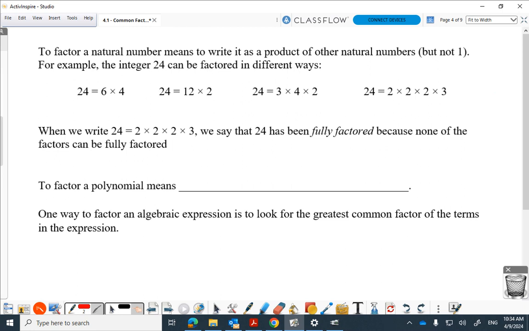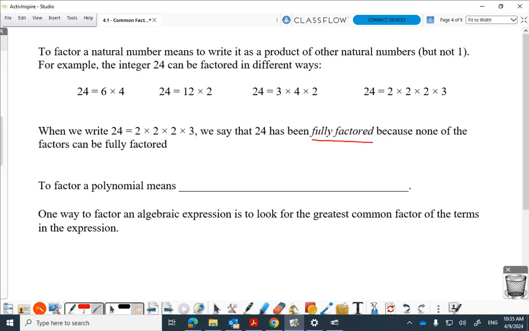So for instance, 24 could be factored many different ways. You could make 24 into 6 times 4, or 12 times 2, or 3 times 4 times 2. Maybe you could make it as 3 factors, or 2 times 2 times 2 times 3. So there's lots of ways to write 24 using its factors. When we write 24 equals 2 times 2 times 2 times 3, we say that it has been fully factored. That means we've done the best job we could. We've broke it down as far as you want.